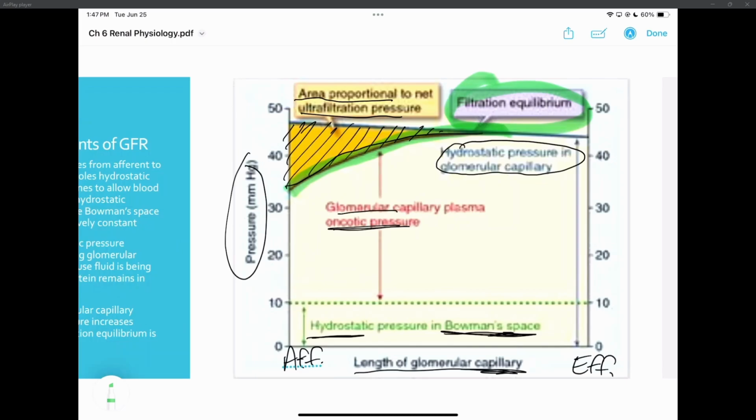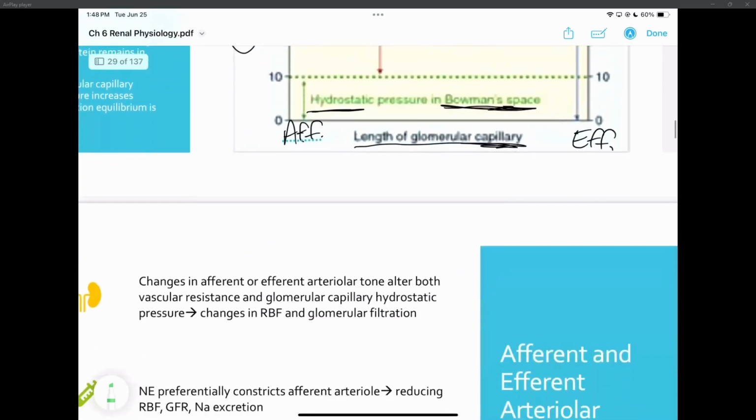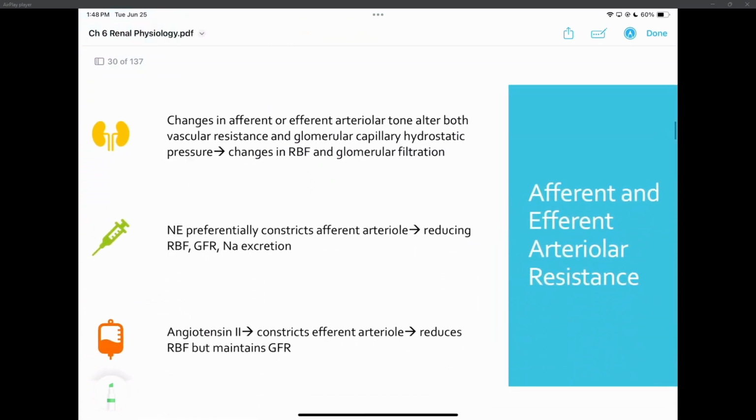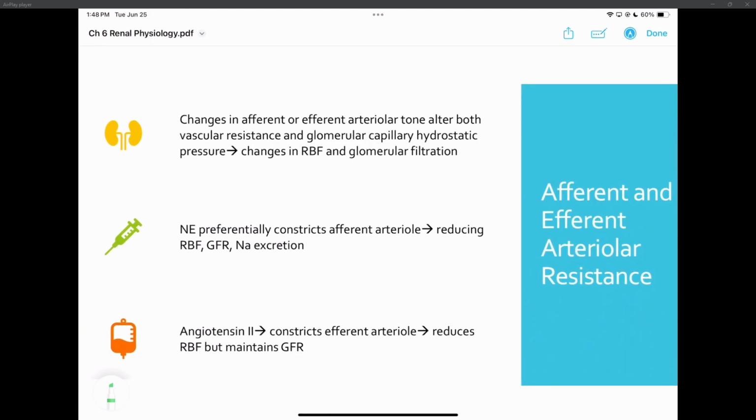So this is like a determinant of GFR. In the beginning, we have a lot of hydrostatic pressure. The hydrostatic forces outweigh it, favors filtration, pushes fluid into the tubular space. Towards the last third of that capillary, oncotic pressure and hydrostatic pressures even out. No more filtration, filtration equilibrium, and then move on to the next one. So we can alter vascular resistance, glomerular capillary hydrostatic pressure, through changes in afferent or efferent arteriolar tone.